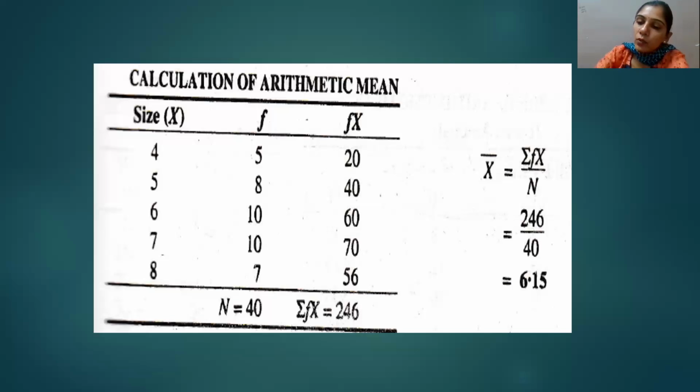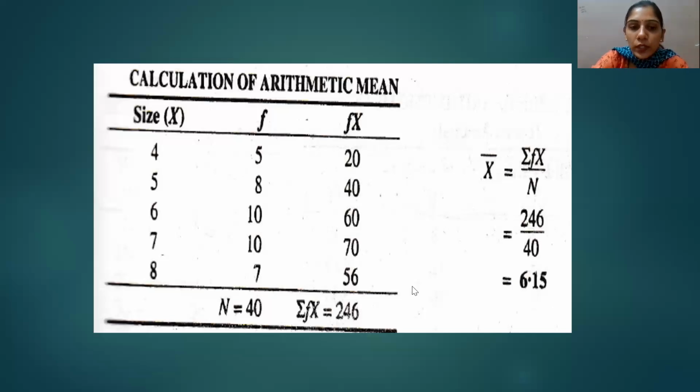Now what is n? We have to calculate the total number also. In this case, we have to add all the frequencies. The frequencies given are 5, 8, 10, 10, and 7. The total of the given frequencies is 40. So this 40 is our n. The total number in the series is 40.